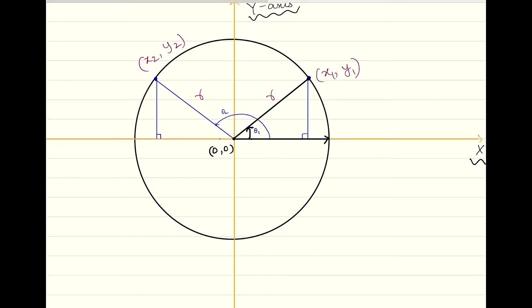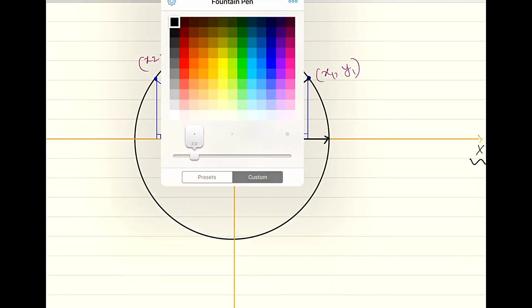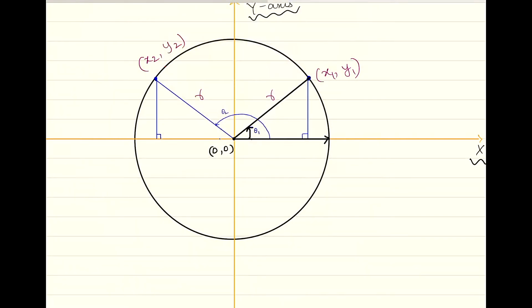Theta 1. So sin theta 1 is defined as the y coordinate of this point, which is y1, divided by the radius of this circle, that is distance of this point from the origin. Okay, that is the definition of sin theta 1, and theta 1 is measured counterclockwise with respect to positive direction of x-axis.